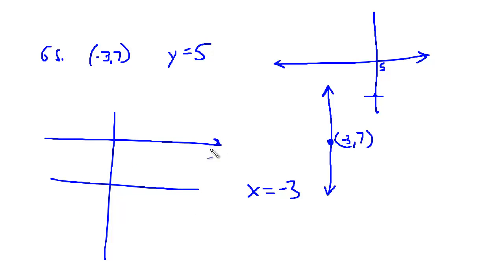So in review, this is what we started off with. We started off with a line going through the point 5 on the y-axis, and we wanted a line that was perpendicular at negative 3, 7, so the point that was right here. To get that line, we would have to go like this, and therefore this line would be x equals negative 3, because it crosses at negative 3 on the x-axis and goes through the point negative 3, 7.